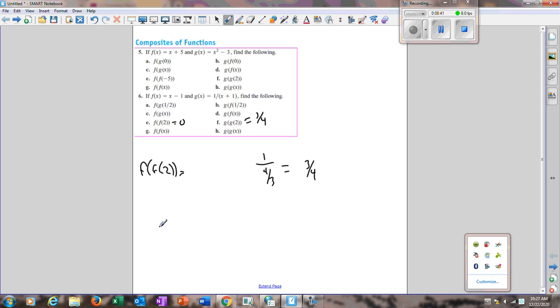Next one is f of x. Means that everywhere I see an x up here, I plug this function into it. So it's going to give me x minus 1 minus 1, which is x minus 2.